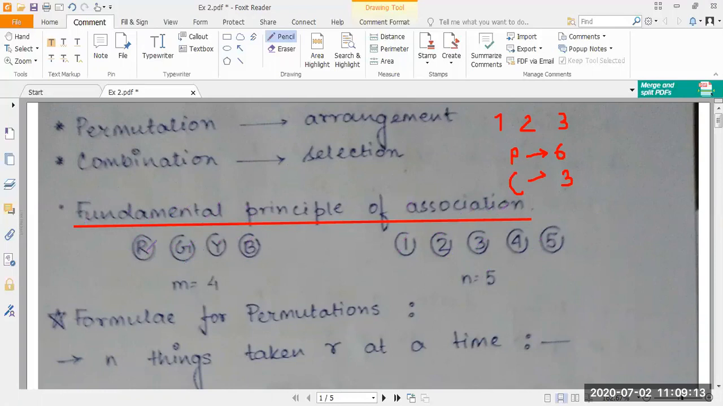Now I'm asked to take 1 colored ball and 1 labeled ball at a time. So what I can do is I can take a red ball, and with the red ball I can take ball 1, ball 2, ball 3, ball 4, or ball 5. So for each of the colors taken from this set of colored balls, I'll have 5 options of labeled balls to choose from, which means I have in total 4 into 5 ways in which I can draw 1 colored ball and 1 labeled ball.